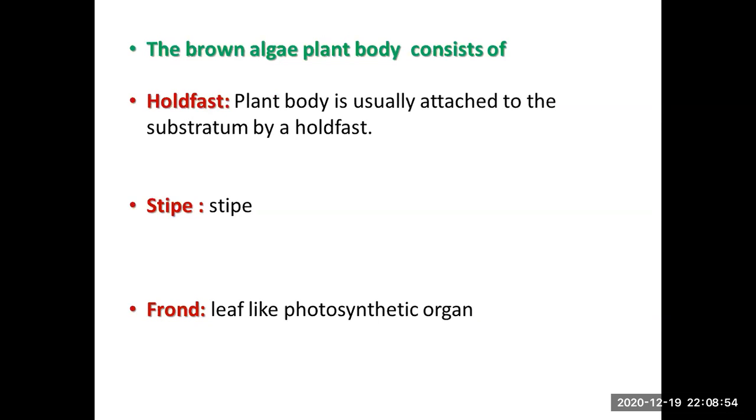Brown algae plant body consists of three parts: holdfast, stipe, and frond. Plant body is attached to the substratum by holdfast. Stipe is a stalk. Frond is a leaf-like photosynthetic organ.